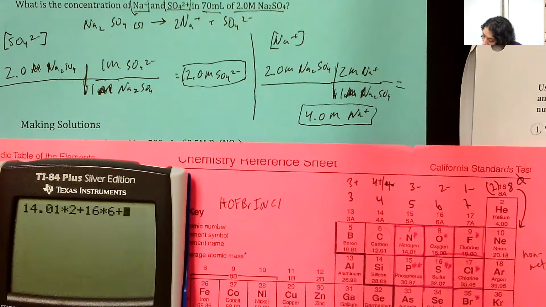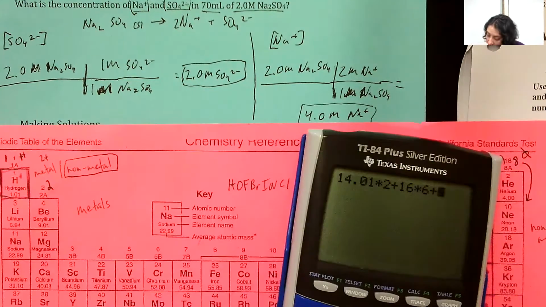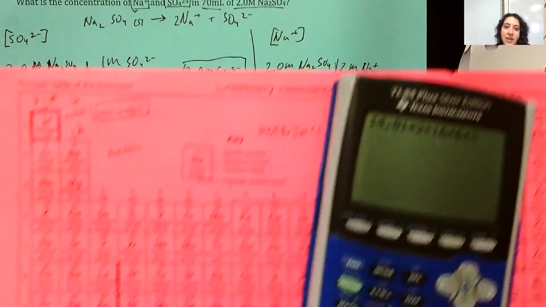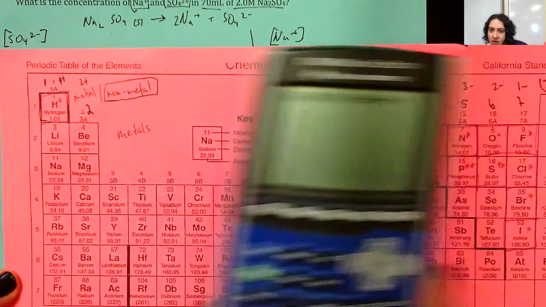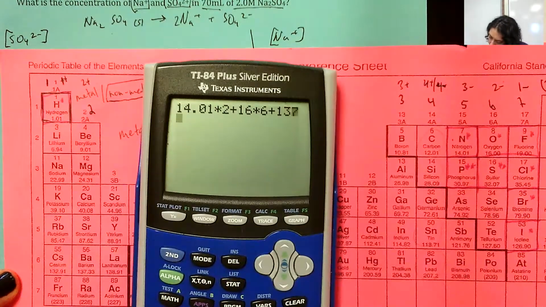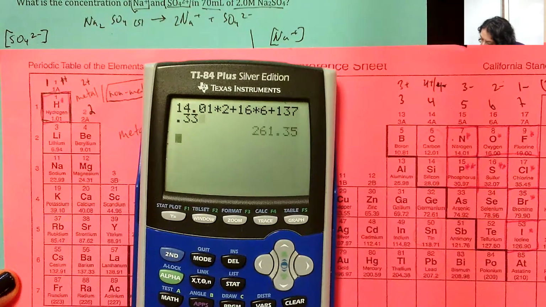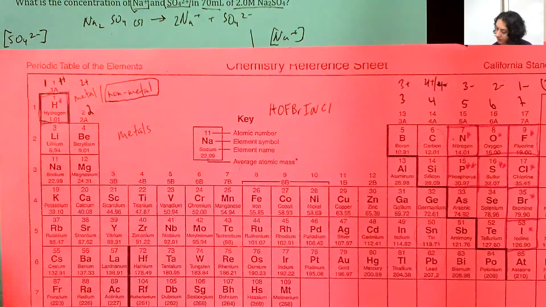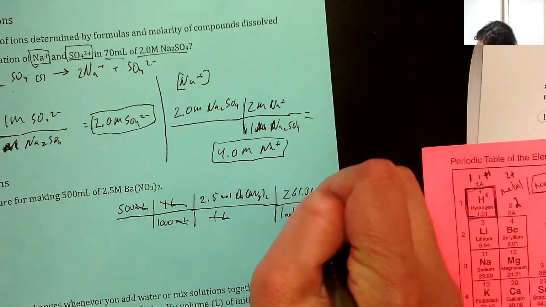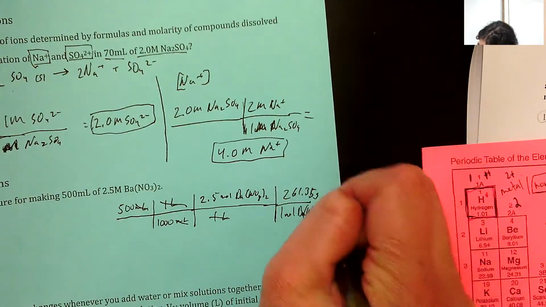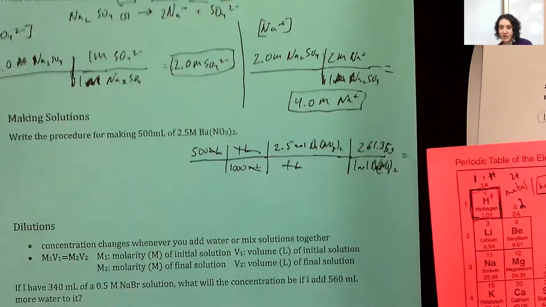Yep. Plus 1 barium, which is over here, and that's 137.33. I think that's going to be most of the mass. Okay, so 261.35. So 261.35 grams of barium nitrate.